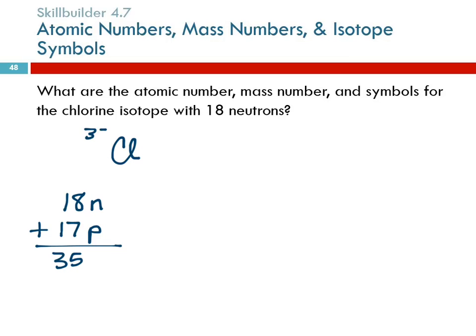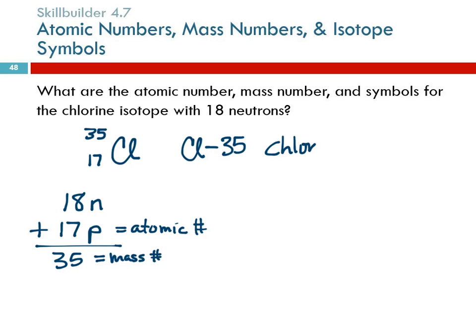So we can do it like this with the mass number up there and the atomic number down here. That's one symbol. This equals the mass number, which the question asked for. This is the atomic number. Question asked for that too. And then the symbols. So this is one symbol. We can also identify it as Cl dash with the mass number, or the whole element name, chlorine 35. Any questions?